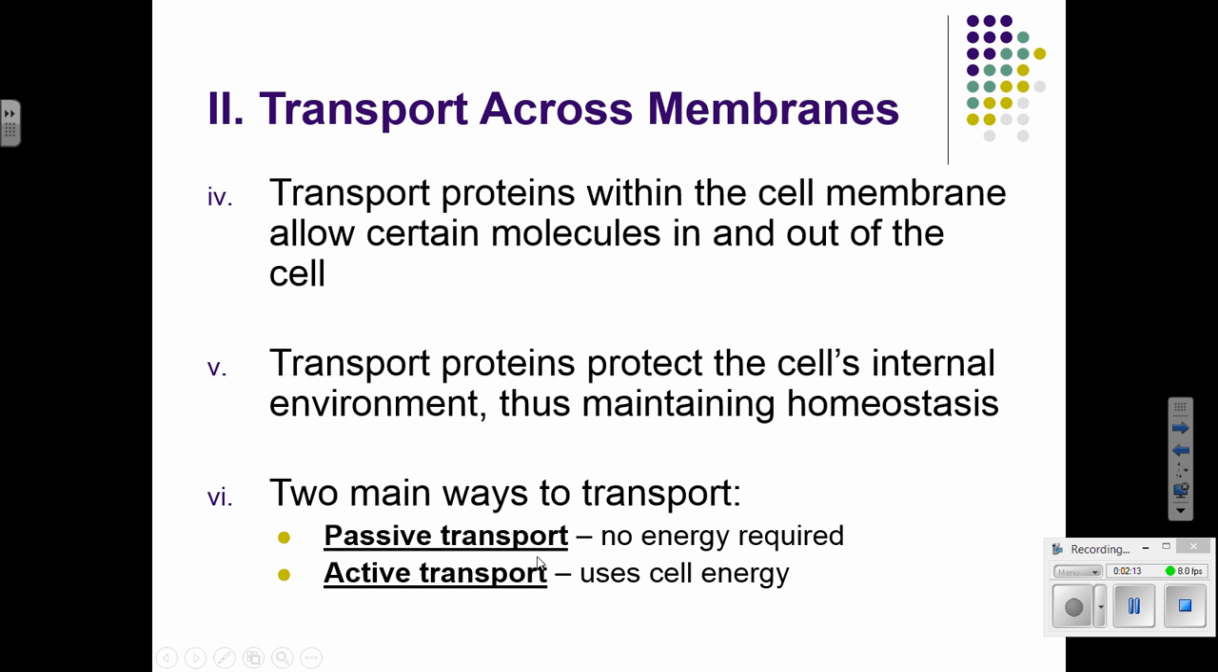The first way is called passive transport. This is where we don't need any energy because molecules are going from a high concentration to a low, so they're simply just falling into the cell.